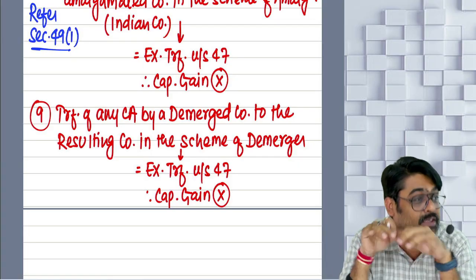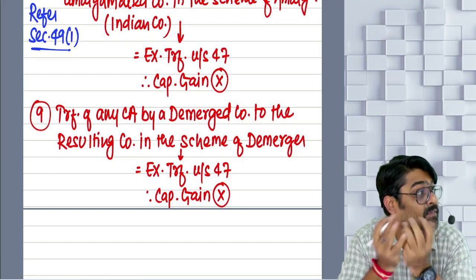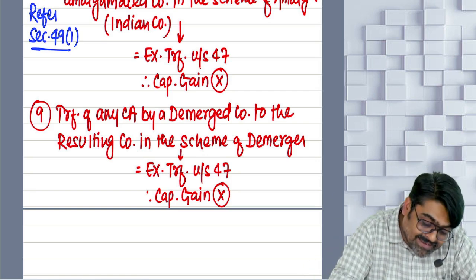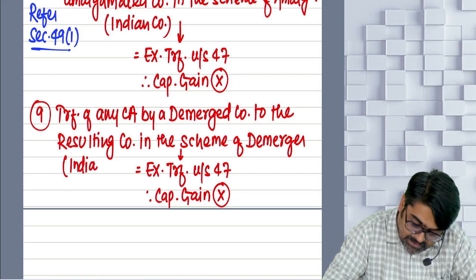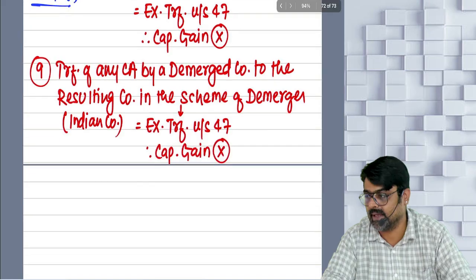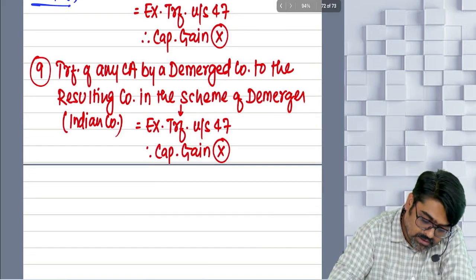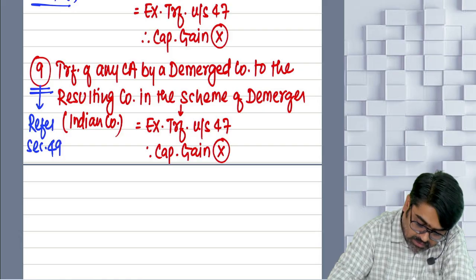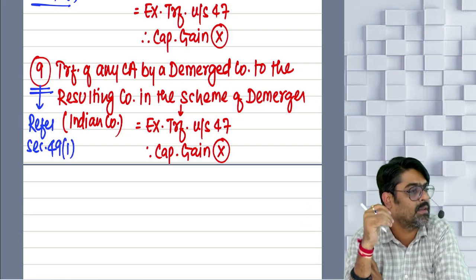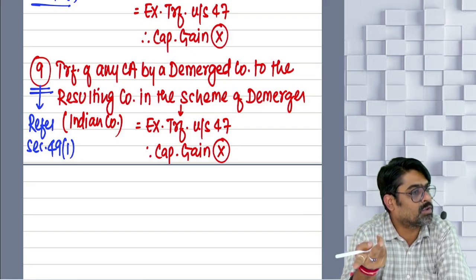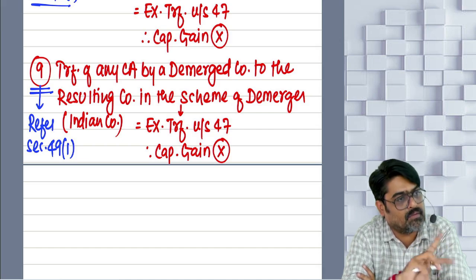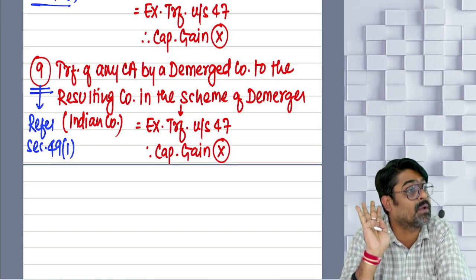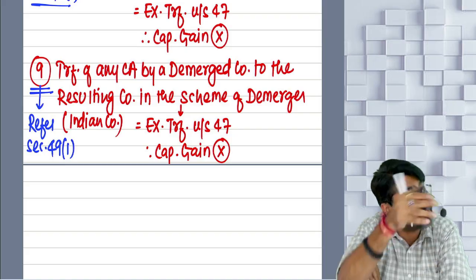The demerged company is transferring. So this transfer is an exempt transfer in the hands of the demerged company, if the transfer is taking place in the scheme of demerger to the resulting company. But sir, that resulting company must be an Indian company. Yes or no? So this transfer will be an exempt transfer. Have you understood this? Sir, here, underline. What will I write? Refer section 49(1). So now whenever the resulting company transfers that asset in the future, what will be the cost of acquisition? Cost to previous owner. So the cost of acquisition in the hands of the demerged company will be deemed to be the cost in the hands of the resulting company, and all the provisions of section 49 will apply there also. Yes or no?